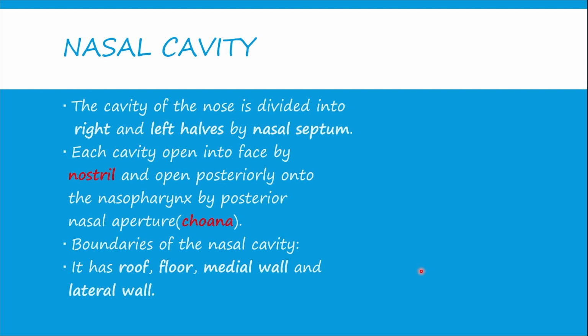For the nasal cavity, the cavity of the nose is divided into right and left halves by a nasal septum, as we said before. Each cavity opens onto the face by the nostril, which are the openings, and posteriorly onto the nasopharynx by the posterior nasal aperture, or another opening, which is called the choana. The boundaries of the nasal cavity are a roof, floor, medial wall, and lateral wall.